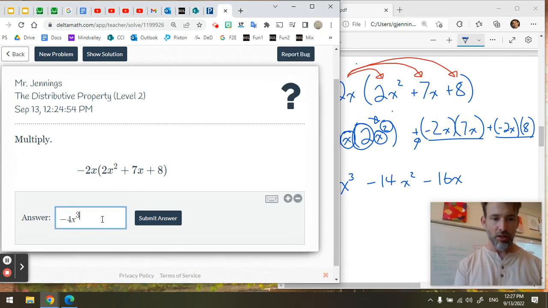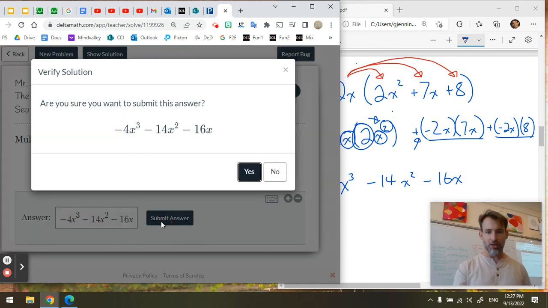Minus 4x to the 3 minus 14x minus 16x. I forgot this one is x squared. There we go. Submit that answer.